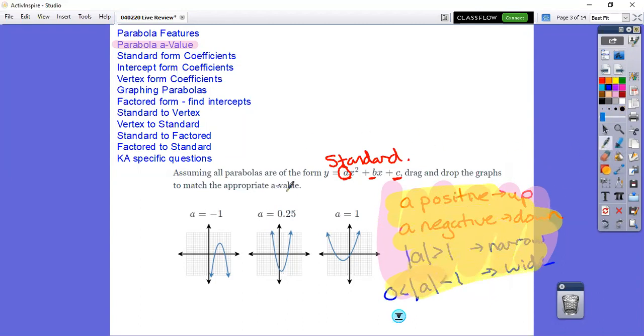And if I answer this question, hopefully you're looking at it and you're like, okay, one of them looks totally different. This one right here is facing down. The only one that it can go with is the negative. So those two go together. Question is, which one of these goes with this a value?